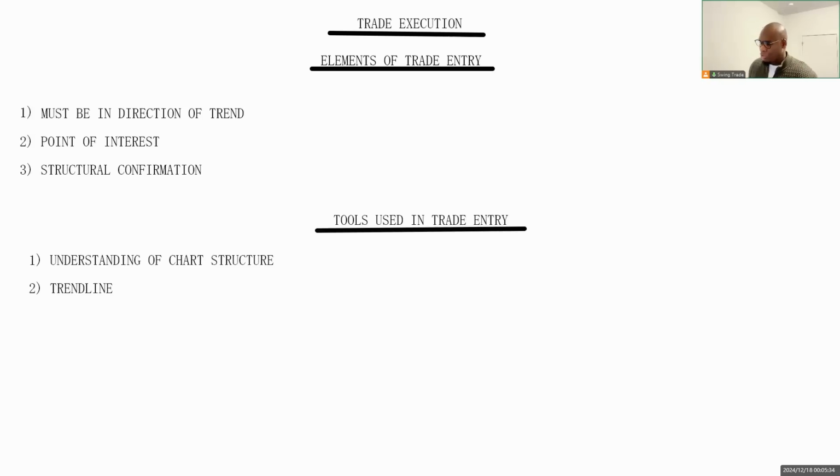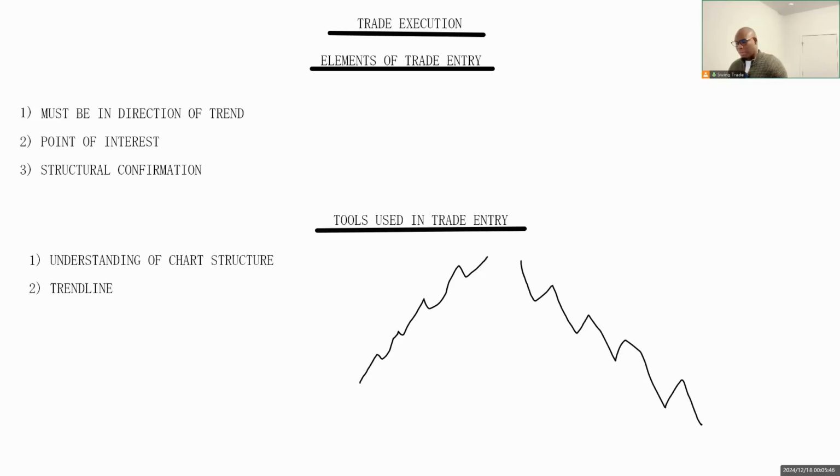For chart structure, you want to understand how chart structure works. What do I mean? If the market is bullish, the market is probably going on a buy bias. If the market is bearish, the market is probably going on a sell bias. A bullish structure is characterized by what? The higher highs and the higher lows. In the case of the bearish bias, we have the lower highs and lower lows.